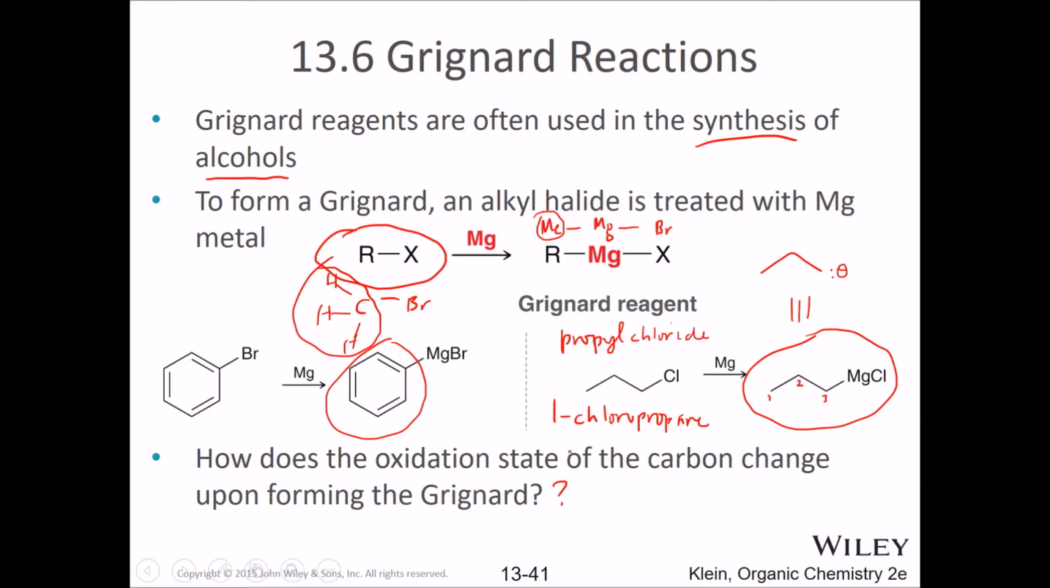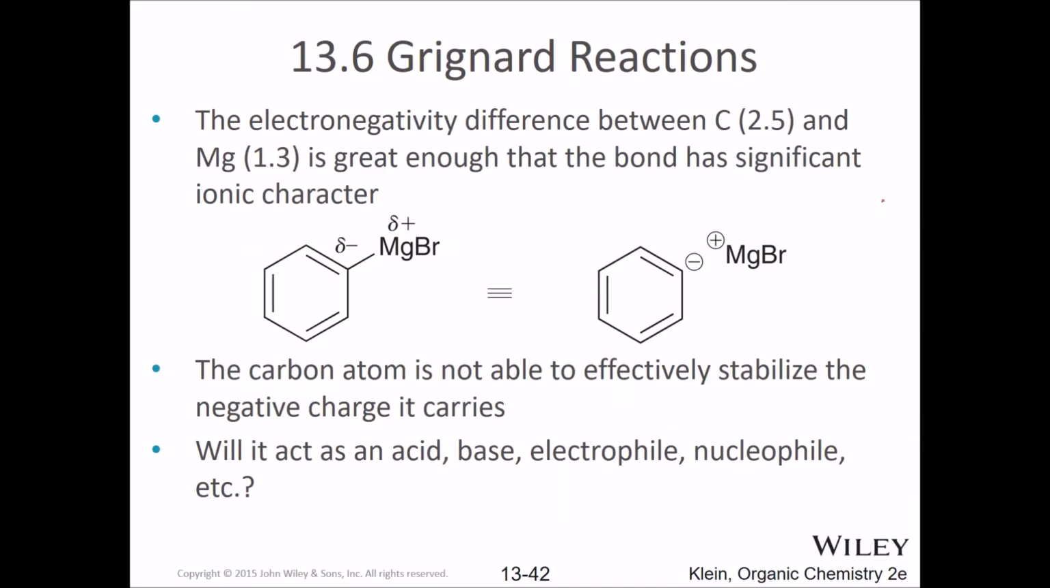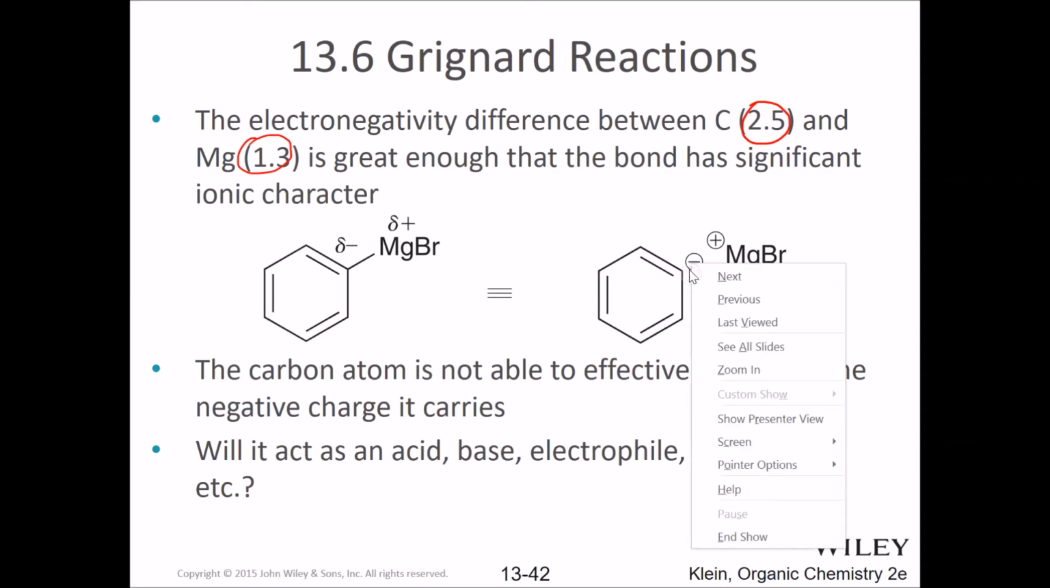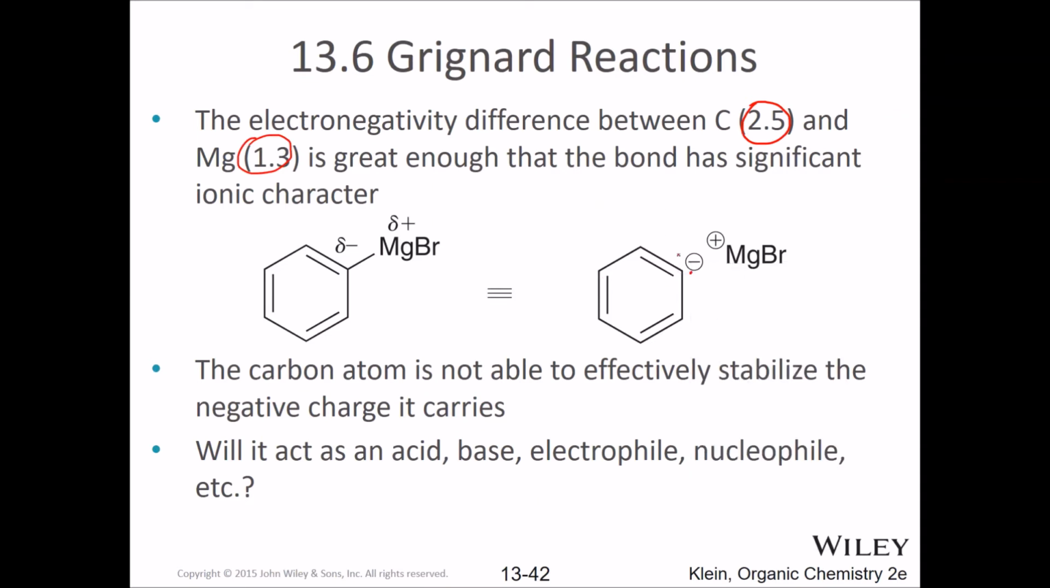All right. So this is how you make Grignard reagents, and it is effectively like making a carbon with a lone pair of electrons. Now this is the nucleophile, and we're going to do the same kind of nucleophilic reactions that we've done before. The reason it's like that is such a big electronegativity difference, 2.5 to 1.3. So this carbon feels like it's got a lone pair of electrons on there.